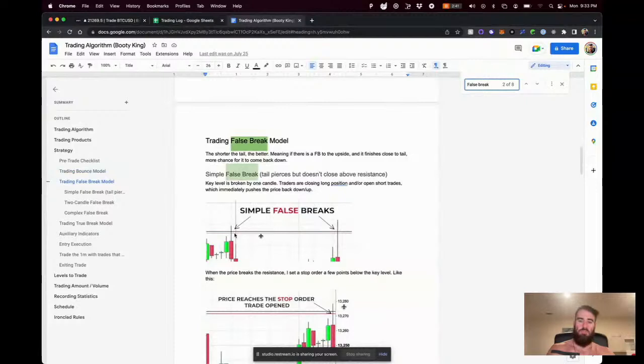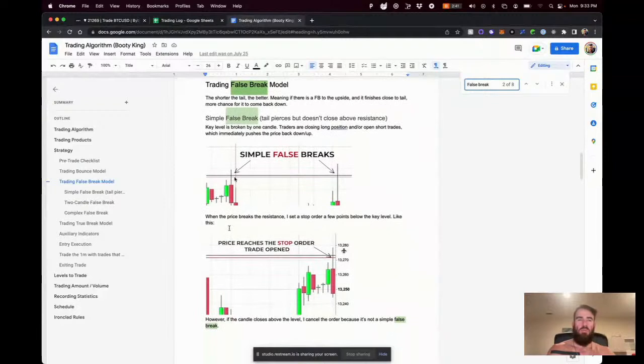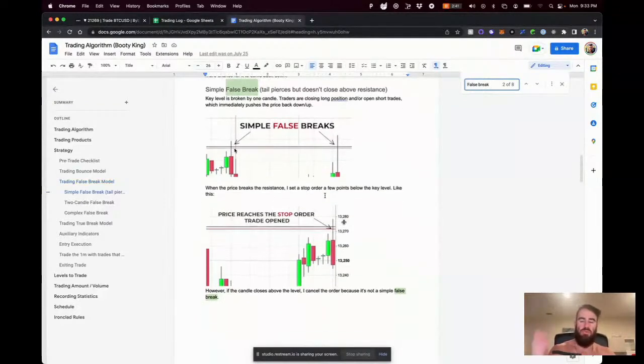What I'm looking for is a key market level that has a creating candle, at least two confirming candles, and, if it's a resistance, it's getting rejections. And if it's a support, then it's rejecting to the upside. So here's an example of a simple false break. It just has a wick that's piercing through.